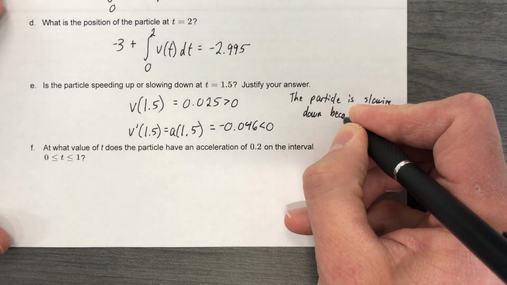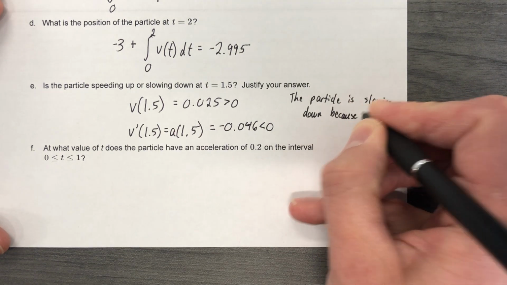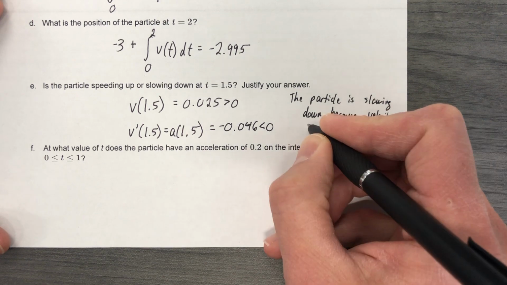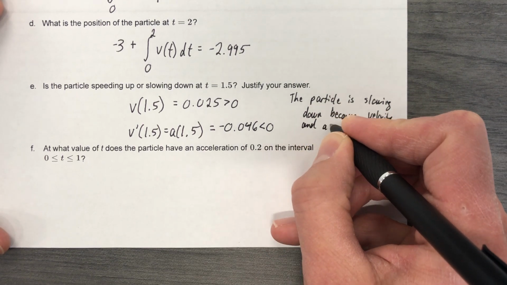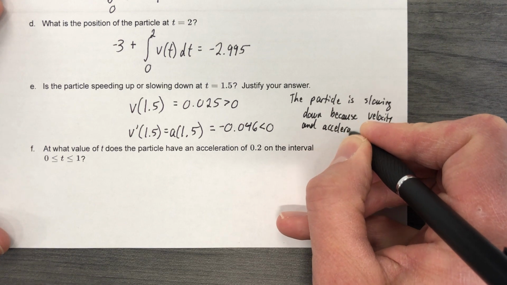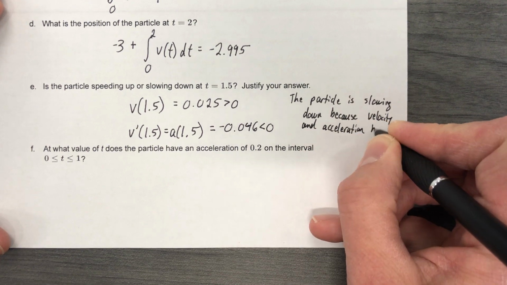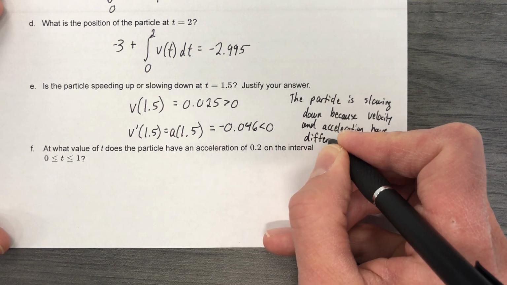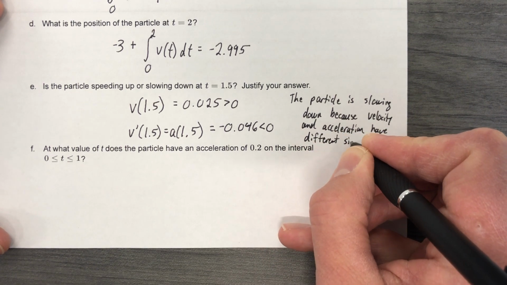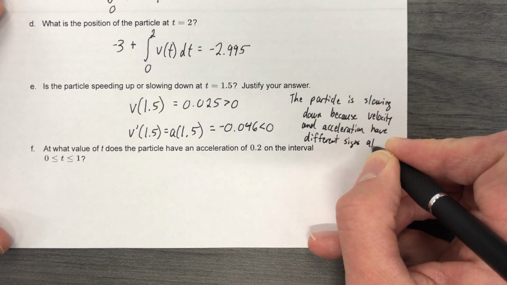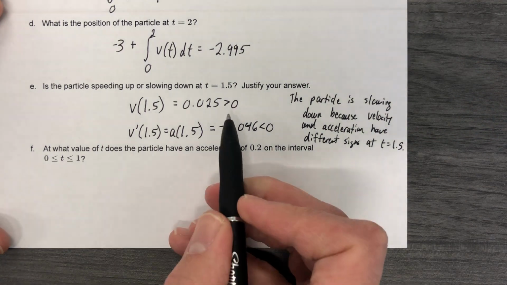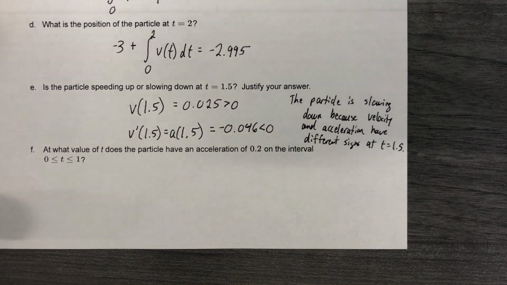because velocity and acceleration have different signs at t equals 1.5. There we go. Because one of them was positive, the other one was negative, it's slowing down. It would be speeding up otherwise.